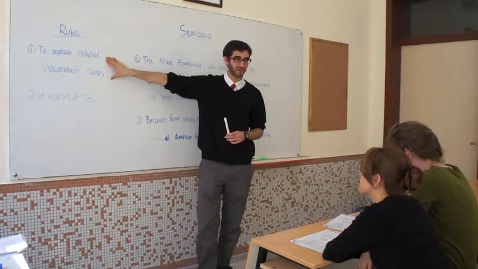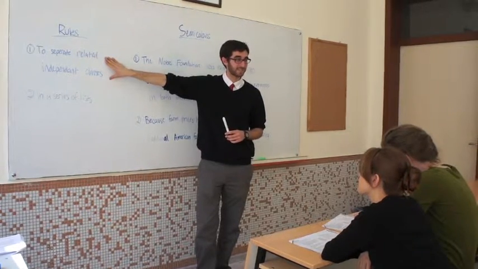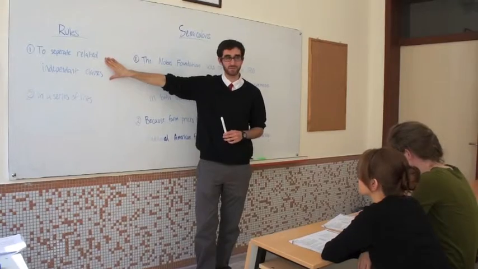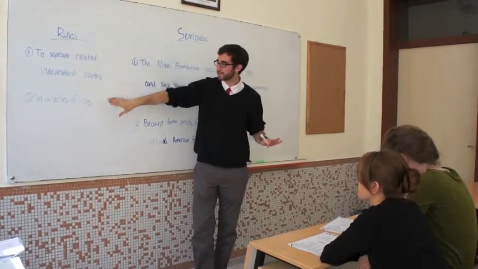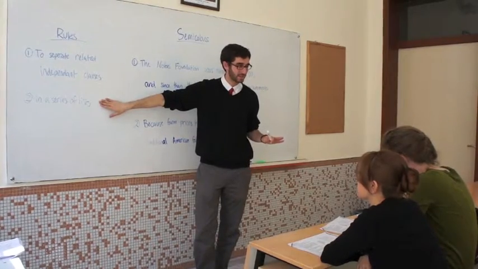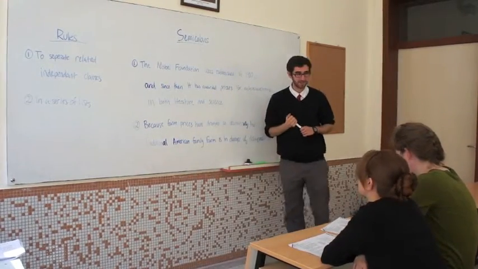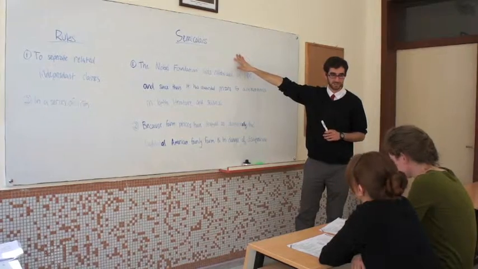Independent clauses are clauses in a sentence that can stand alone. They have a subject, they have a predicate. If you put a period after it, it will be a complete sentence. The second is in a series of lists. So let's look at our first examples. We're going to talk about independent clauses first.